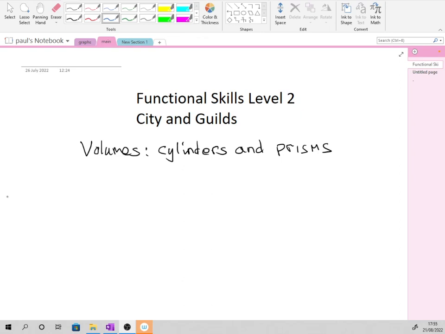Hello, right, second one in volumes. Second one, volumes. Now this one is going to be cylinders and prisms. If you think back to a lesson that we've done on finding areas of circles and areas of triangles, you need to know that first before you do this one. If you don't know how to do that, go back and have a look at that one and then come back and rejoin. So first of all, we do prisms.